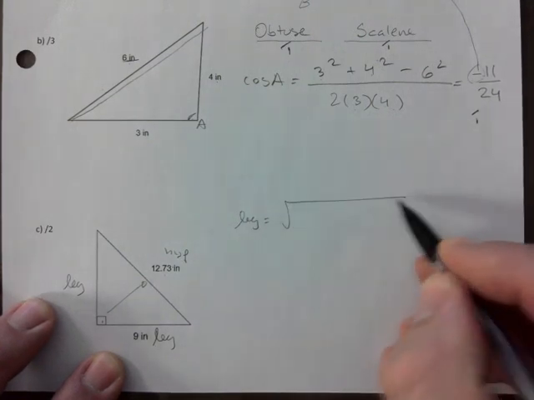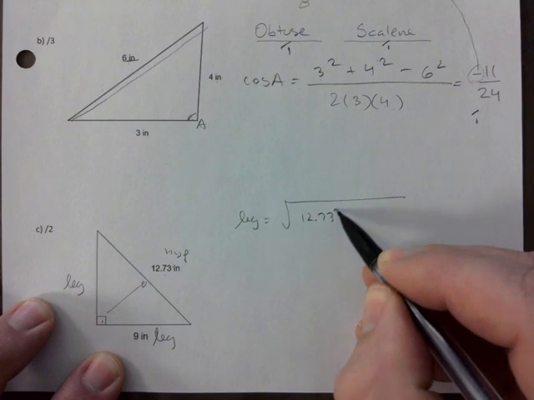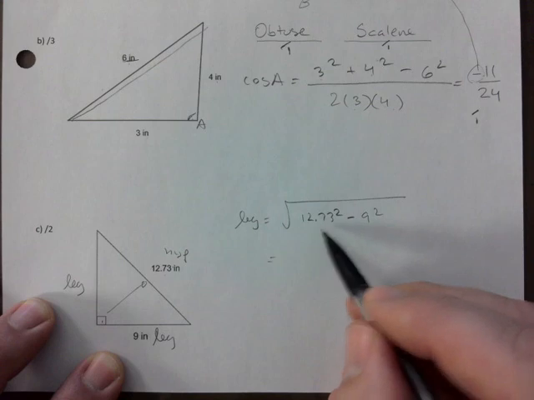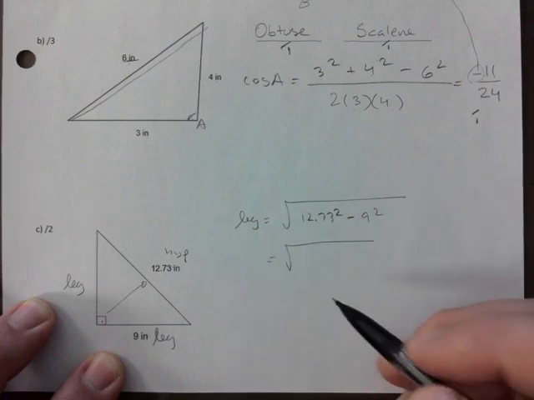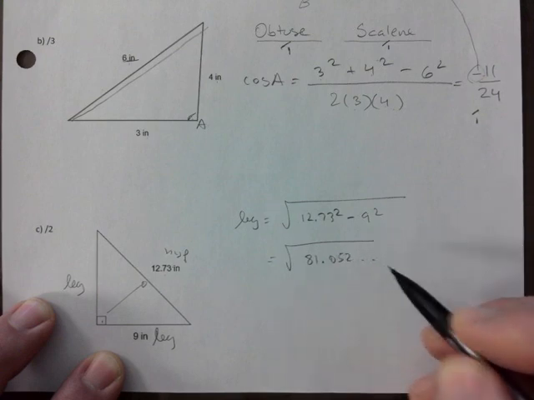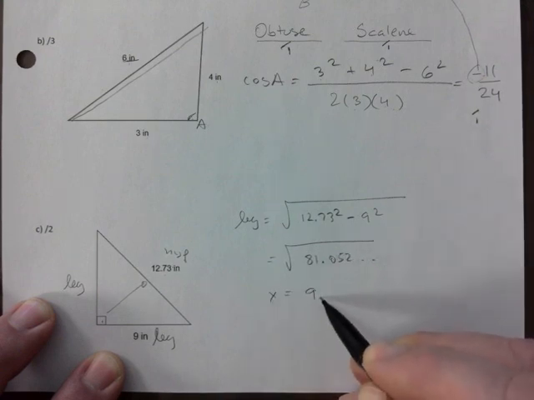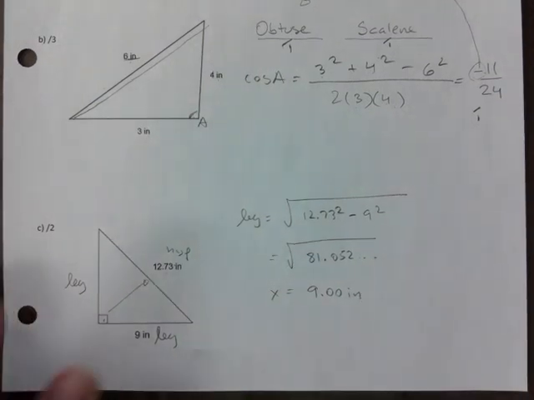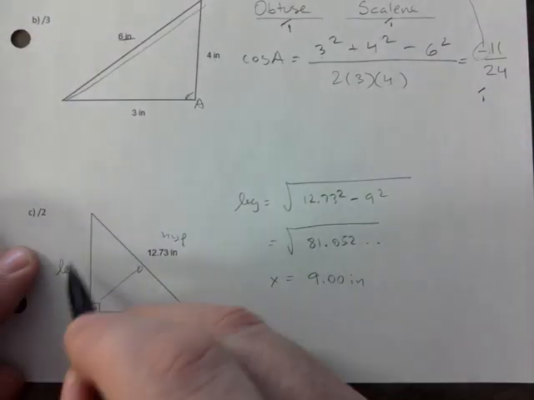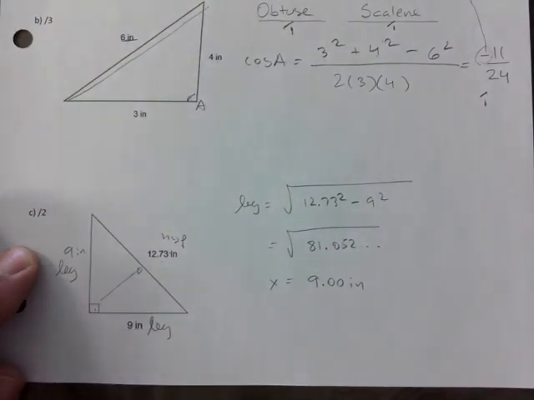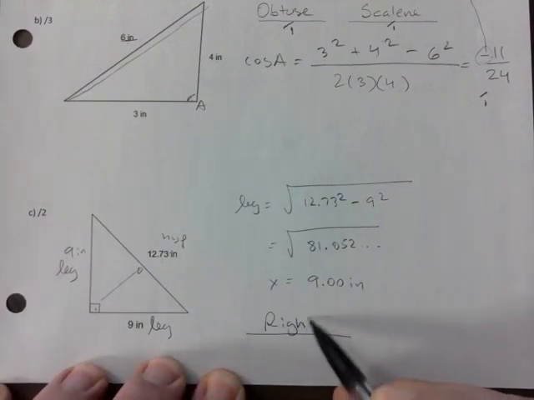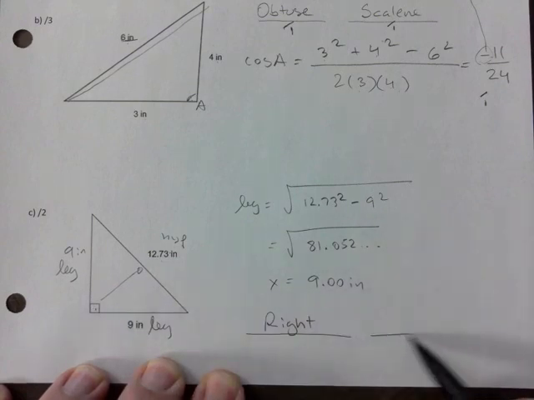Leg is square root of 12.73 squared minus 9 squared. In this case, it's minus, right? You get 81.052. It keeps going. And that gives you, hey, look at that. 9 inches. Isn't that cool? Because if this is 9 inches, it's an isosceles, yes. So this would be a right, because of the 90, isosceles.